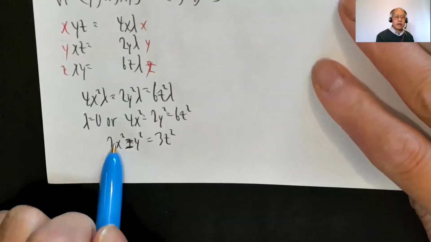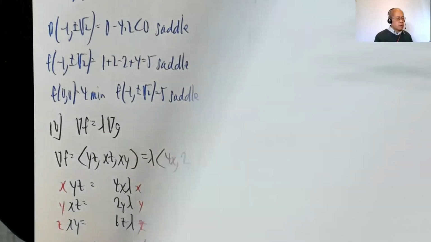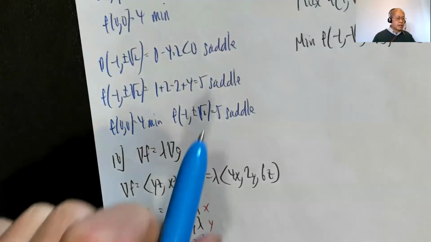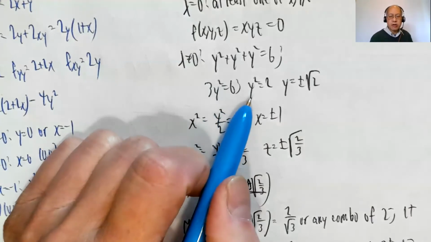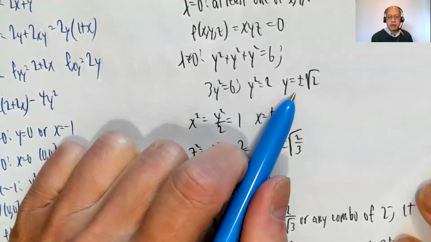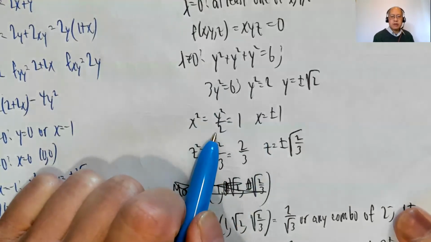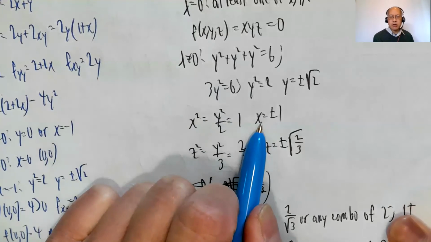So if lambda is not equal to 0, that means we have 2x squared equals y squared equals 3z squared, which means this is also y squared. This is also y squared. So I have y squared plus y squared plus y squared equals 6. 3y squared is 6. Y squared is 2. Y is plus or minus radical 2. X squared is y squared divided by 2. Y squared is 2. 2 divided by 2 is 1. So x is plus or minus 1.